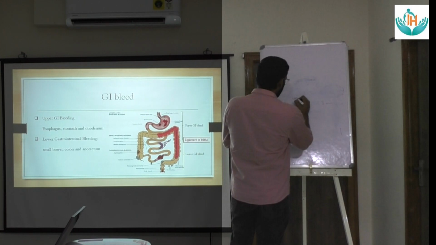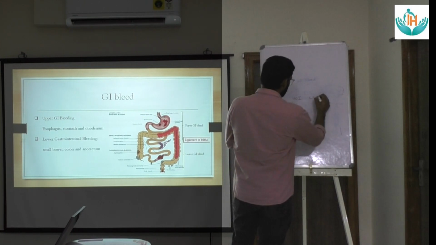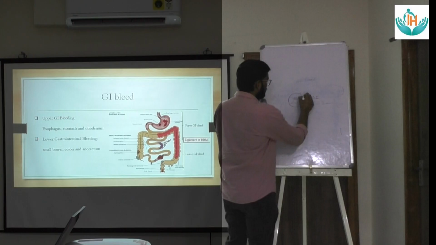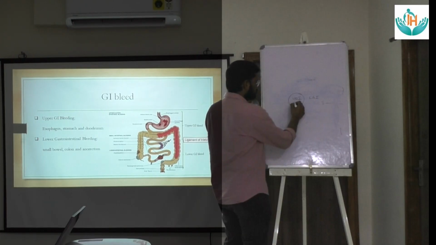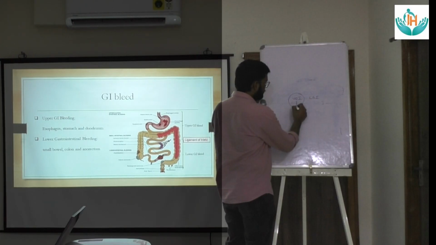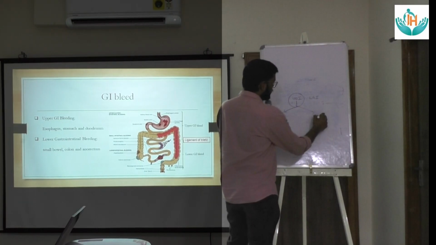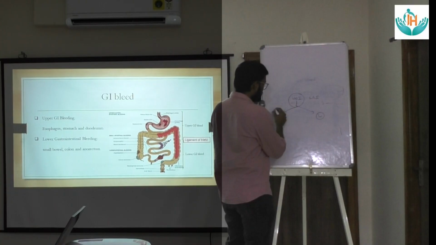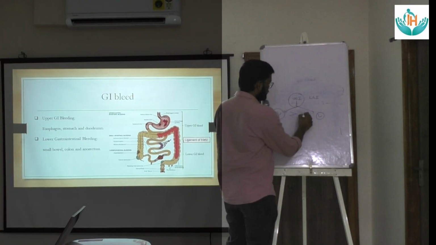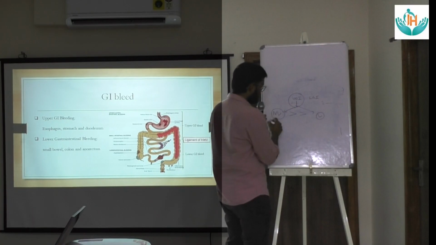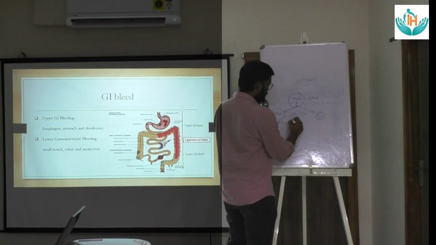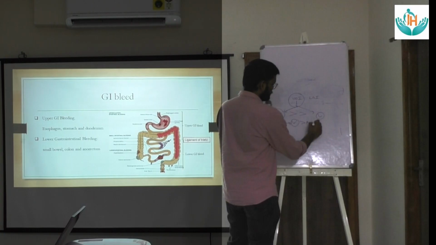So now we know what is upper GI bleed and what is lower GI bleed. Coming to the causes of upper GI bleed: it can be broadly classified on etiology into non-variceal bleed and variceal bleed. We all know non-variceal bleeds are more common than variceal bleeds. However, recent literature and unpublished data show that variceal bleed is becoming more common than non-variceal bleed.